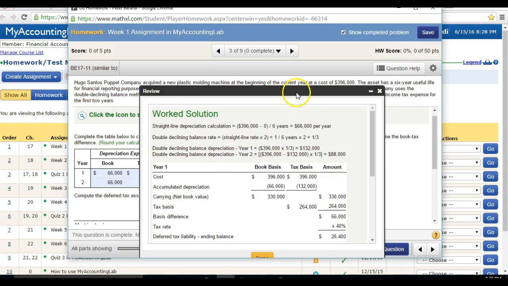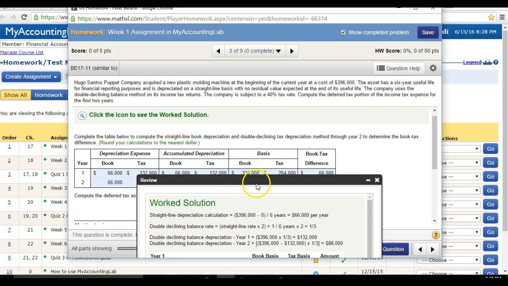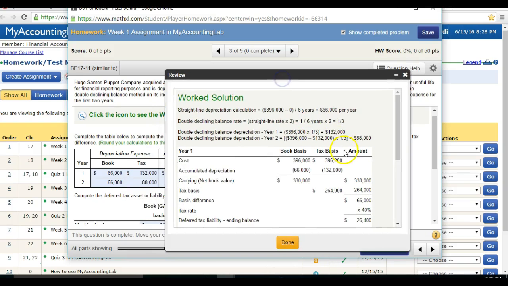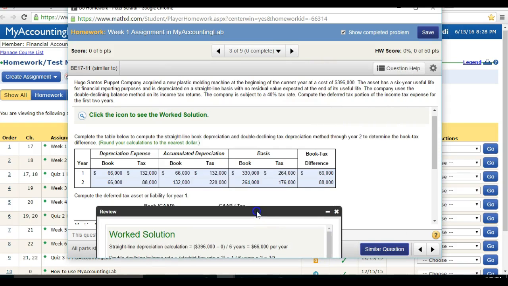The following year, because it's based on the net book value, double declining is going to be the 396 minus the 132, which is year 1 accumulated, times 1 divided by 3 equals 88,000. Your accumulated depreciation under tax purposes for year 1 is 132, and in year 2 it's the 132 plus the 88 equals 220. Your accumulated depreciation for book purposes is going to be 66,000 from year 1 plus 66,000 in year 2 equals 132.